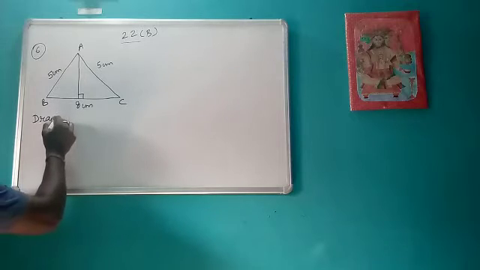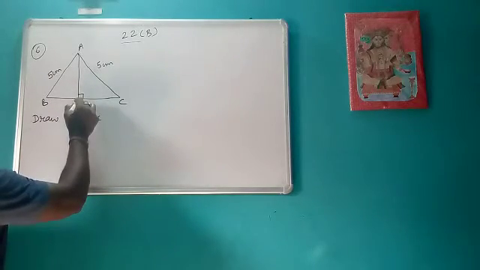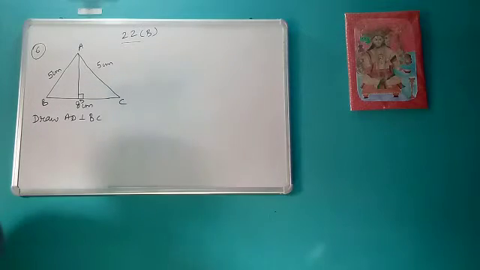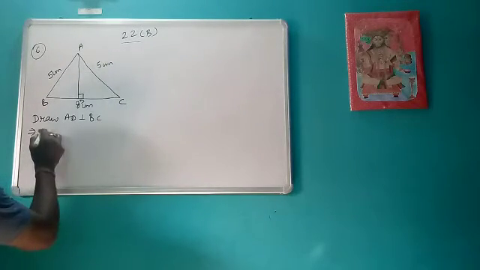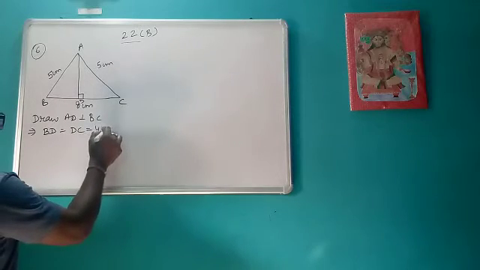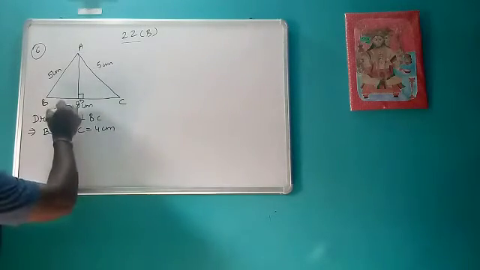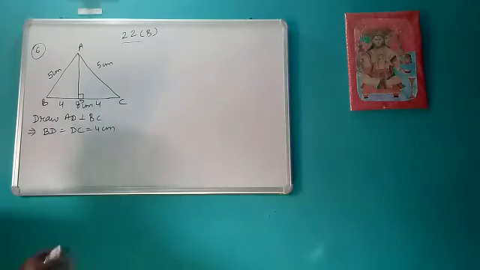So when you drop the perpendicular from the vertex to the unequal side, there is the property of an isosceles triangle that this perpendicular is going to bisect the opposite side. That means BD is equal to DC is equal to 4 centimeter. So it is 4 centimeter. It is also 4 centimeter.